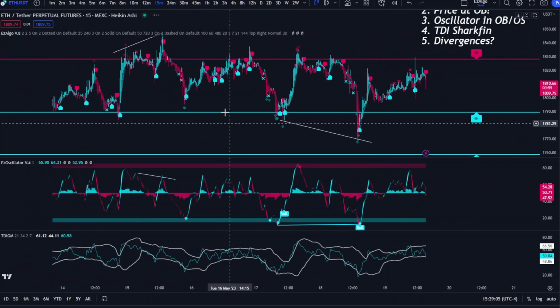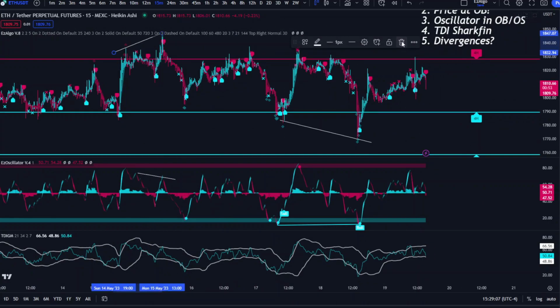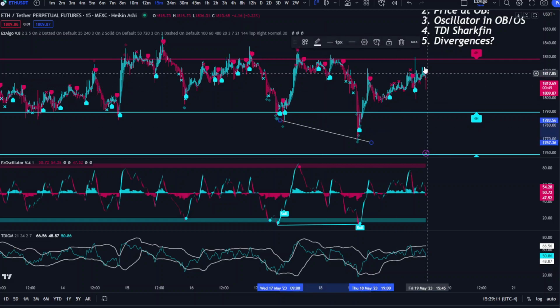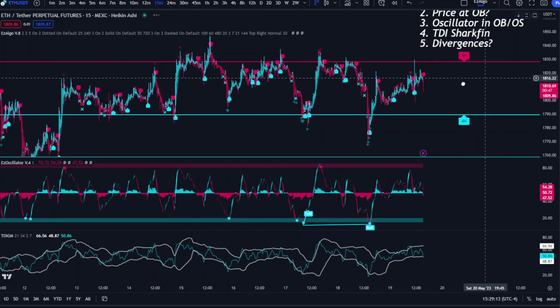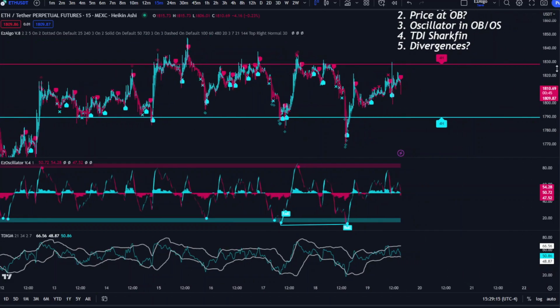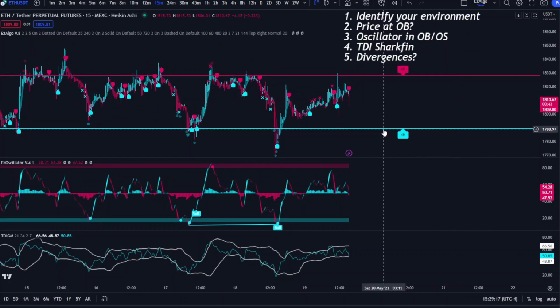This has got to be one of the best that I've ever seen. I mean, just with the sheer amount of confluence, right? You're waiting for a high time frame support or resistance level. You're looking for order blocks. You're making sure the oscillator is in an overbought or oversold zone. You're using the TDI shark fin. You're waiting for divergences, and then you can go down to a lower time frame for entry. So there's so many things that you're looking for waiting to line up. It just makes the strategy super, super simple.